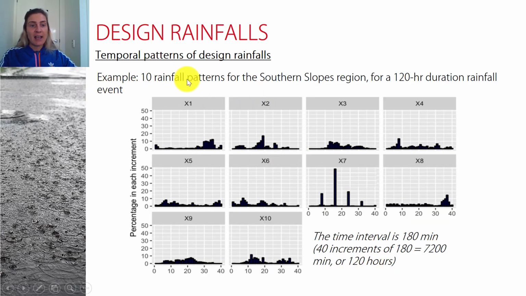This is an example of the 10 rainfall patterns for the Southern Slopes region for a 120-hour duration rainfall event. We have 40 intervals in which each interval is 180 minutes, so the total is 7,200 minutes, which is equal to 120 hours. And this is how the patterns have been developed. Remember that these patterns are not random patterns, they are patterns that actually exist, and they have the same probability of occurrence. So we have 10 rainfall patterns of the same probability of occurring for that duration rainfall.